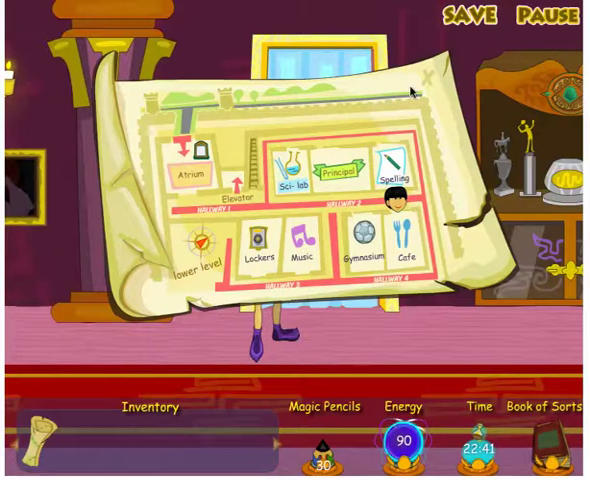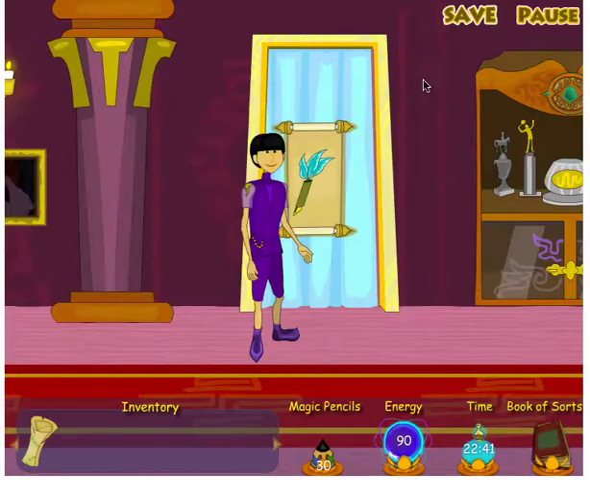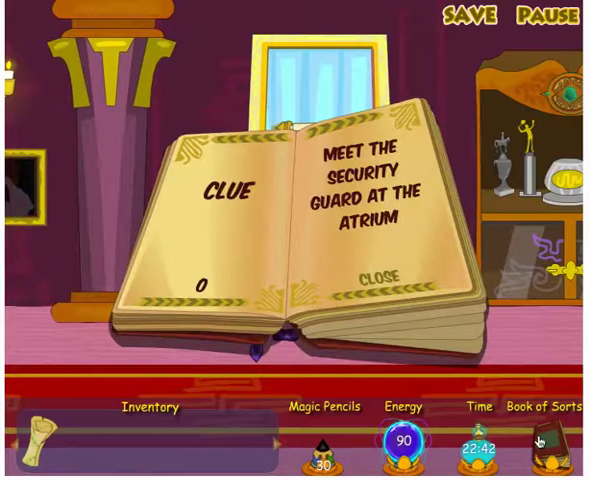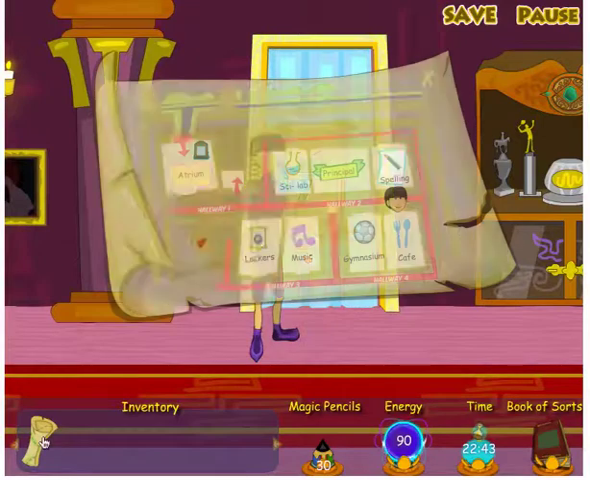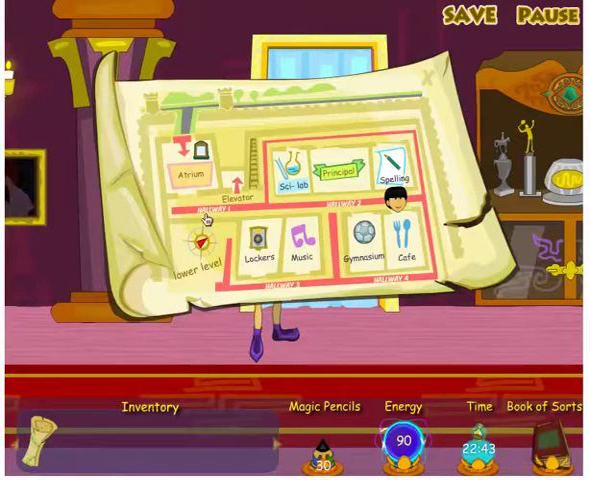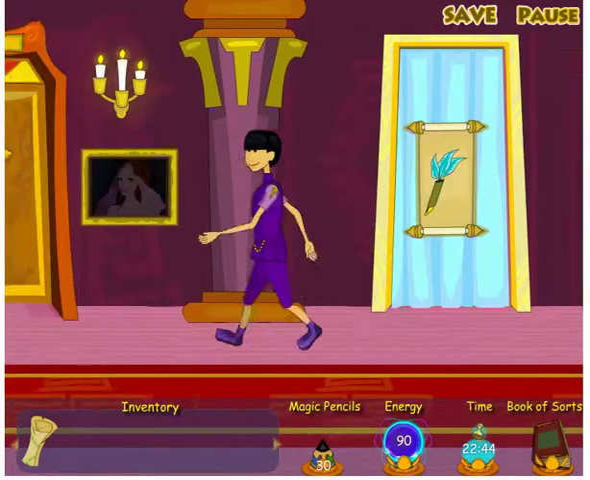Okay. So I'm going to click off this. Now, if I look at my book of sorts, it says meet the security guard at the atrium. And that's also what the spelling teacher told me. So I have to find where the atrium is. I'm at the lower level, and here's the atrium. Okay. So that means I'm going to go back this way.